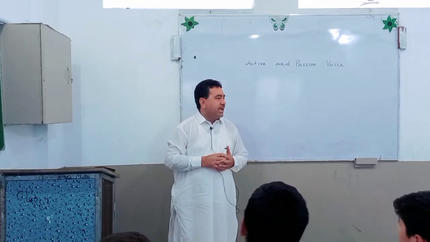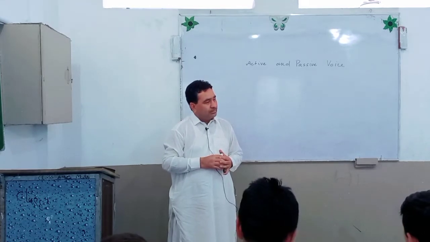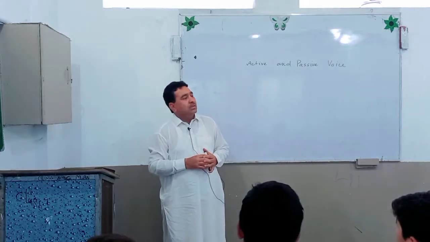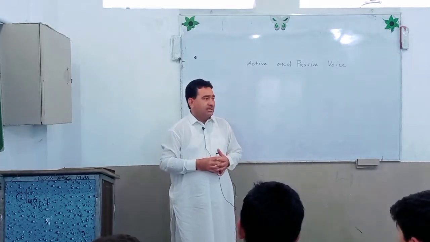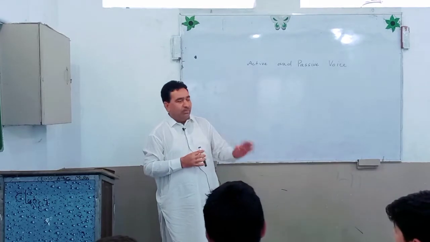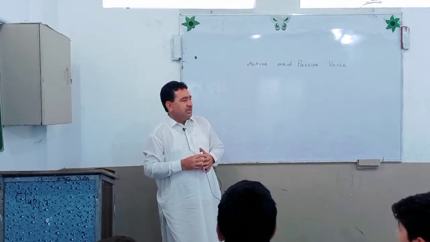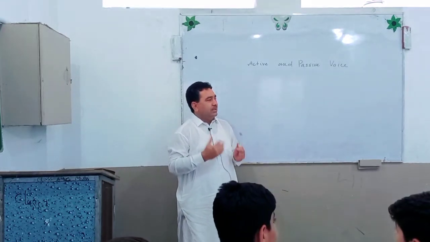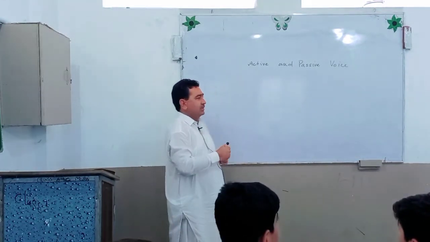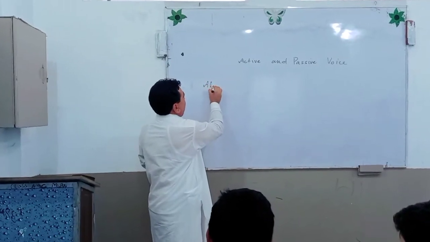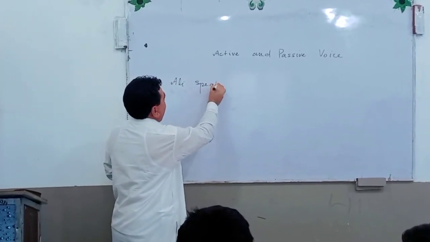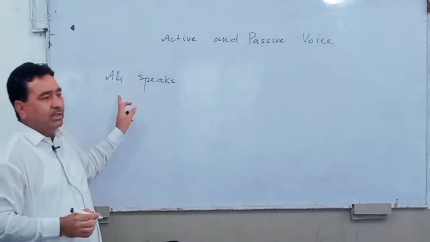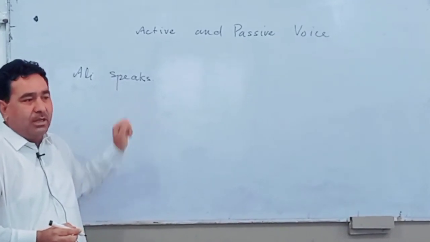Ali, can you tell me what is active voice? Active voice is a form of verb which shows what the subject is doing or does. Active voice is the form of verb which shows what the subject does. Qasim, can you give me an example? A sentence where the subject does something. Example, Ali speaks. It is an active voice sentence because it shows what the subject Ali does. Ali does what? Speaks. Okay, sit down.